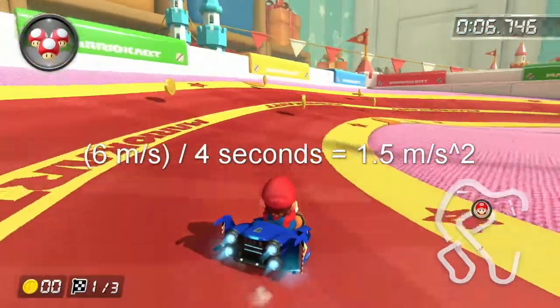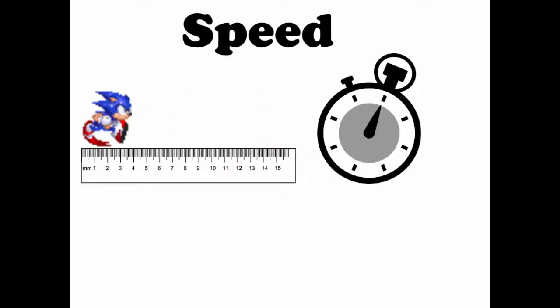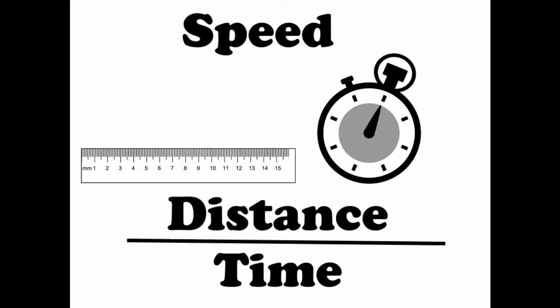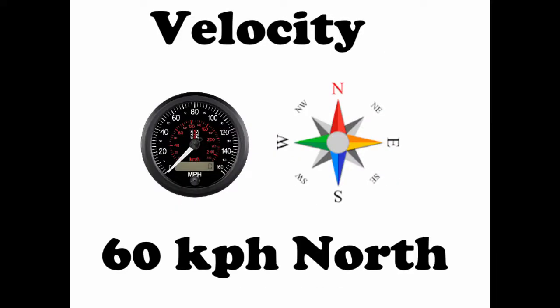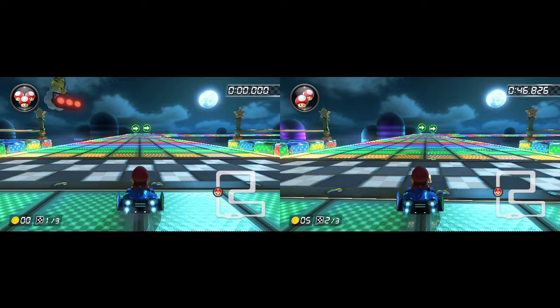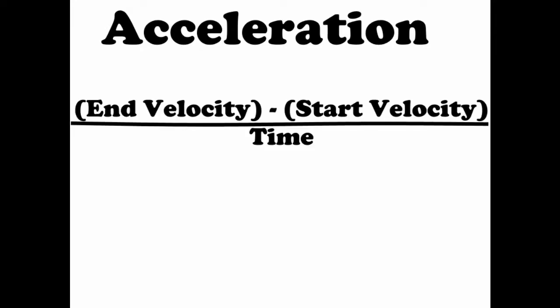So to sum it up, speed is how fast you are going. It's how much distance you can cover in a certain amount of time. Velocity is like speed, but with a direction attached to it, or how your position changes. And acceleration is how much speed/velocity can change in a certain period of time.